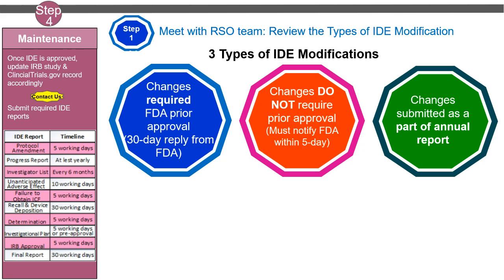Essentially, there are 3 categories of IDE modifications, each tied to a specific timeline. Number 1, an amendment submission option with a 30-day wait time for some changes, requiring prior FDA approval before implementing those changes. The second is another submission route via amendment notice to the FDA, involving a timeline requirement of no later than 5 working days after making the changes. And the third, submission of IDE modifications included as a part of the annual report or progress report, which happens at least once a year.